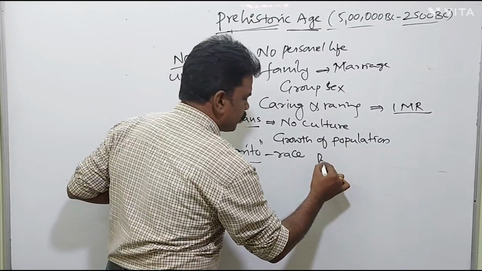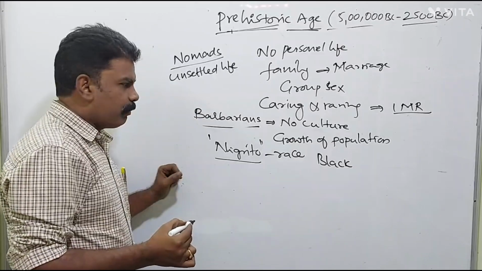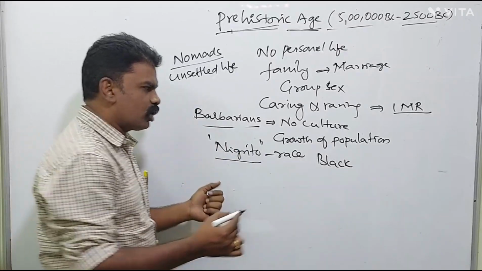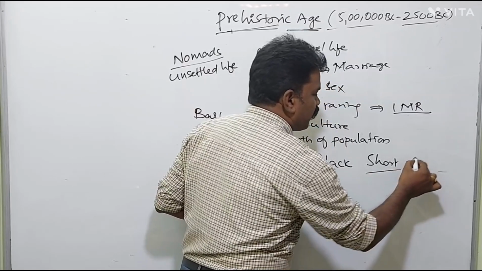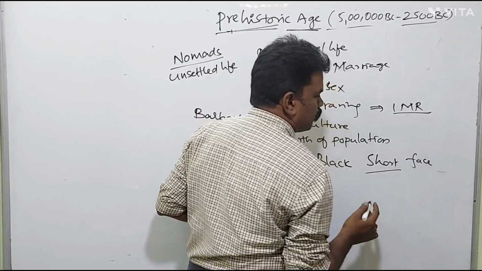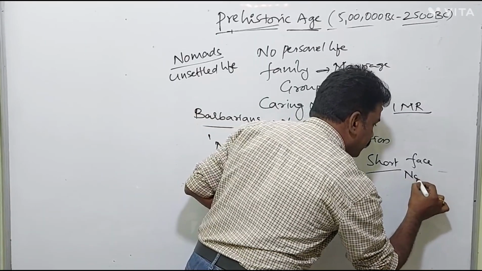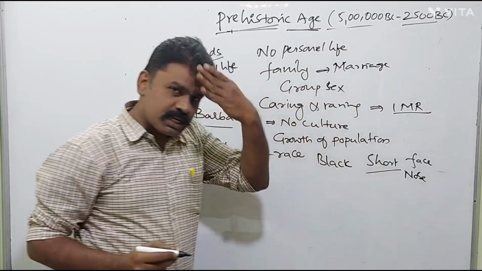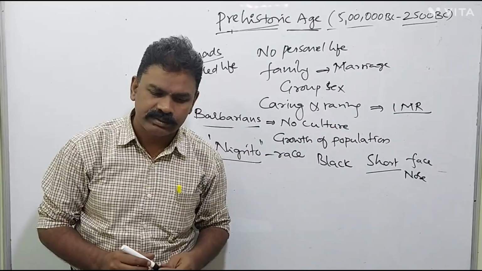Black in color, black in complexion, short in size, and face. What is that? Nose was flattened nose, completely flattened nose. These are the features of the humankind of that period.